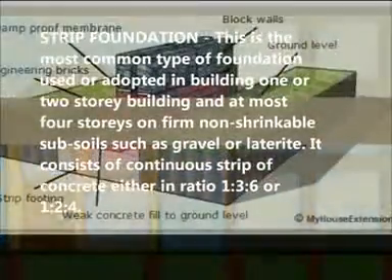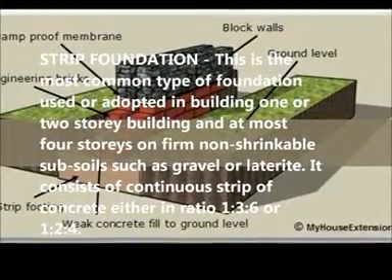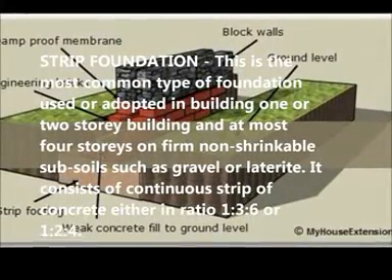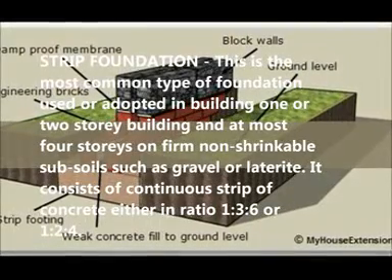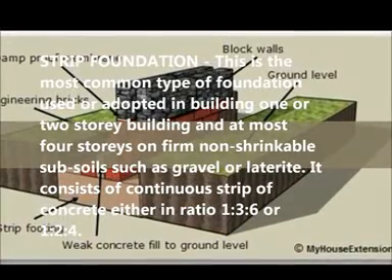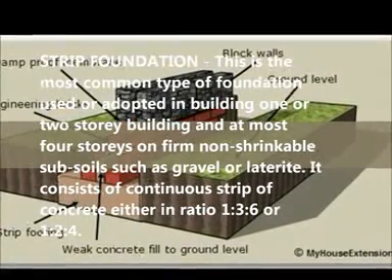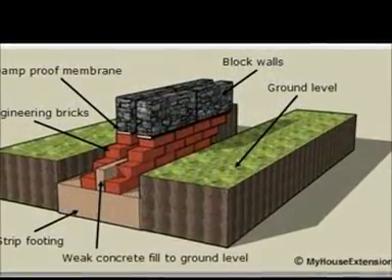Other types of foundation. Strip foundation. This is the most common type of foundation adopted in one or two-story buildings, and at most four stories, on firm non-shrinkable subsoil such as gravel or laterite. It consists of a continuous strip of concrete, either in ratio 1:6 or 1:4.